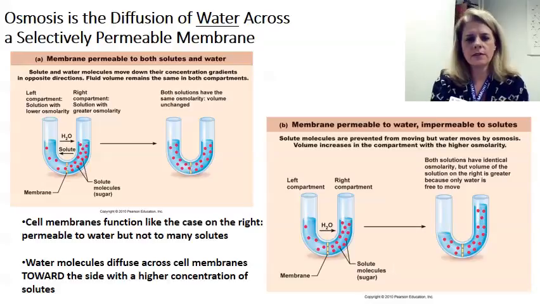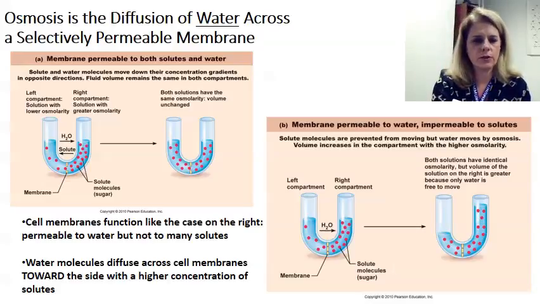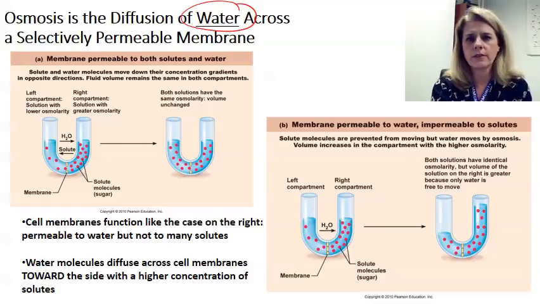So osmosis is a special form of diffusion. Osmosis is the diffusion of water across a selectively permeable membrane. So let's review quickly what diffusion was.